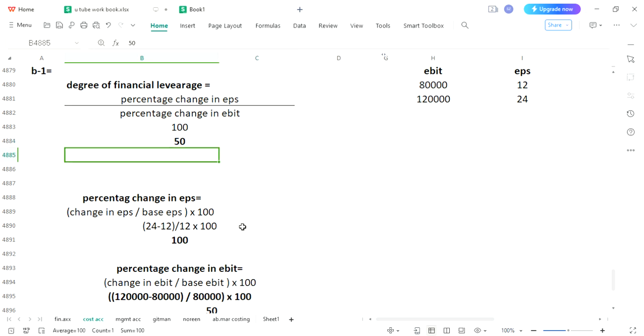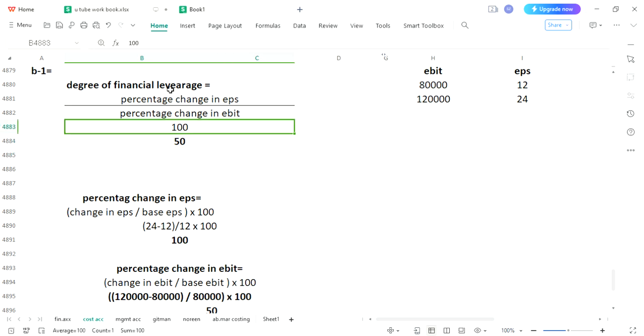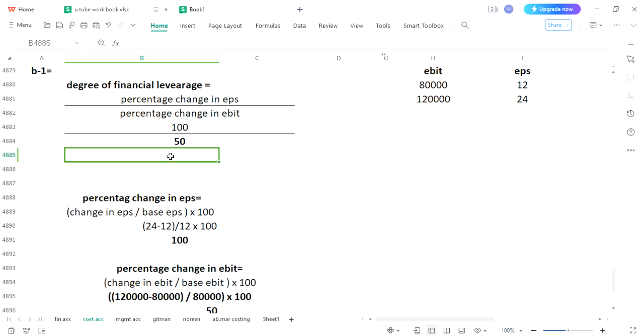Okay guys, so we have completed our formula. Statement has been completed. Let's just put a line in between it. So 100 divided by 50 is simply 2, and this is what degree of financial leverage has been calculated. So let's mark it as completed.